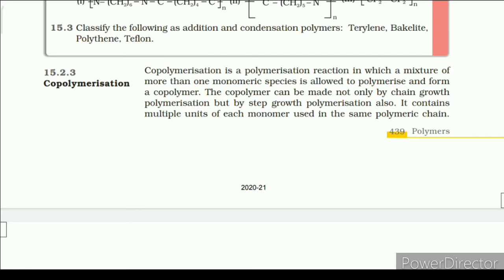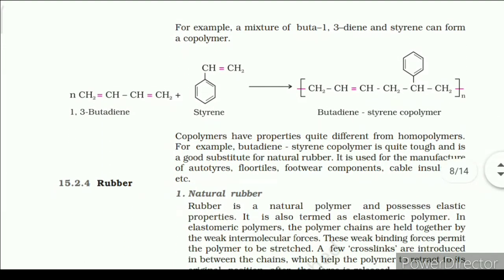15.2.3 Copolymerization. Copolymerization is a polymerization reaction in which a mixture of more than one monomeric species is allowed to polymerize and form a polymer. The copolymer can be made not only by chain growth polymerization but by step growth polymerization also. It contains multiple units of each monomer used in the same polymeric chain. For example, a mixture of buta-1,3-diene and styrene can form a copolymer. Copolymers have properties quite different from homopolymers. For example, butadiene styrene copolymer is quite tough and is a good substitute for natural rubber. It is used for the manufacture of auto tires, floor tiles, footwear components, cable insulation, etc.